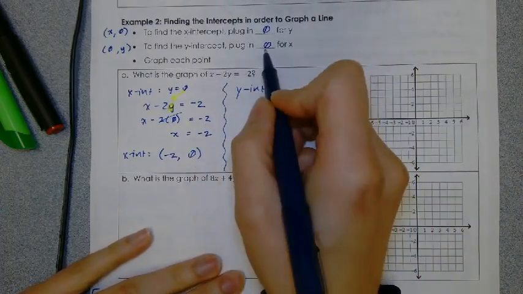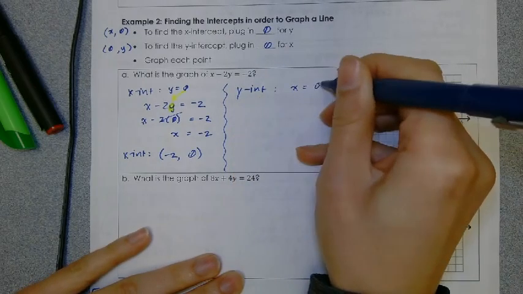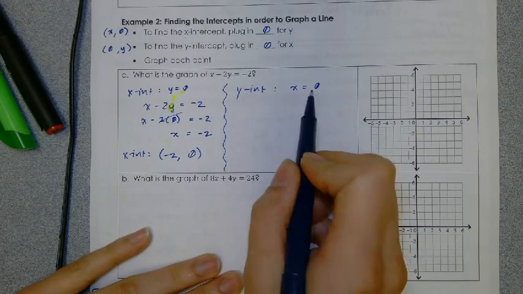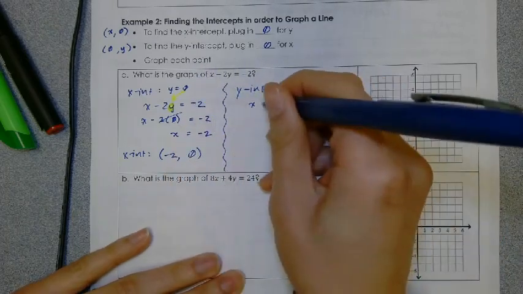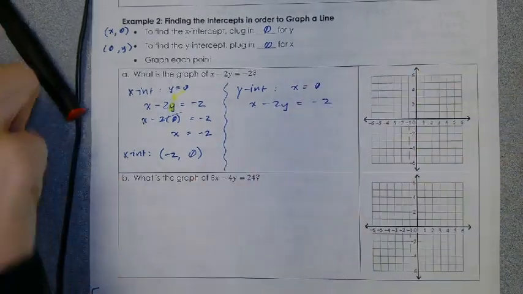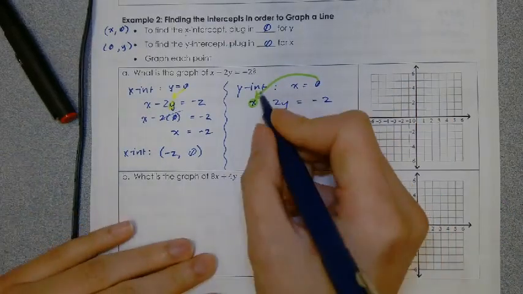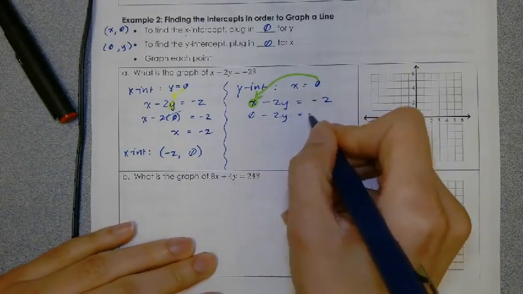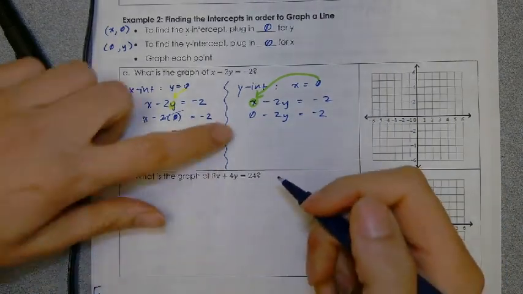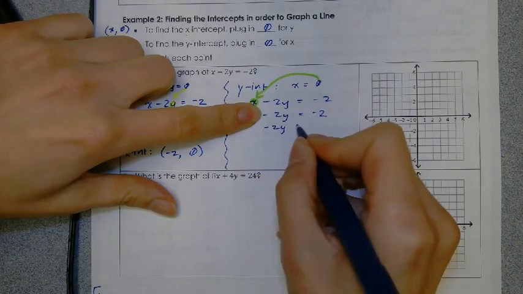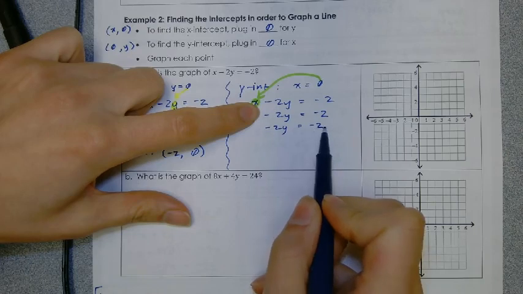My y-intercept, I'm going to put a 0 in, but this time it goes in for x. For the y-intercept, x is equal to 0. Again, I'm using the same equation. It's the same problem, but this time I'm substituting for x. So let's do that. If x is equal to 0, well, 0 represents nothing, so I might as well just eliminate it completely. And I see that negative 2y equals negative 2.